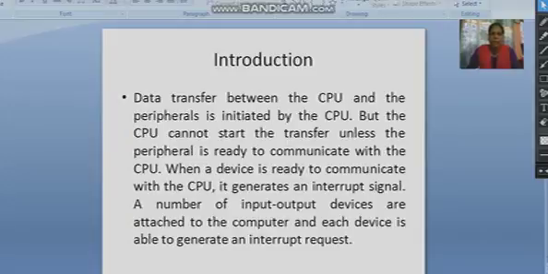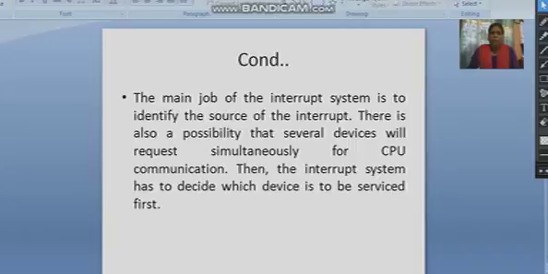As written in the slide, data transfer between the CPU and the peripheral is initiated by the CPU. But the CPU cannot start the transfer unless the peripheral is ready to communicate with the CPU. When a device is ready to communicate with the CPU, it generates an interrupt signal. A number of input-output devices are attached to the computer system, and each device is able to generate an interrupt request. So, the main job of the interrupt system is to identify the source of the interrupt.